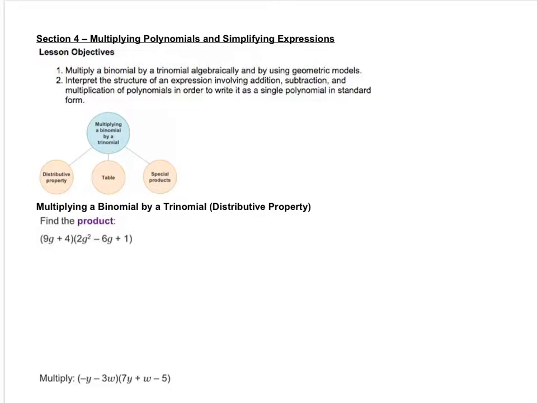This is section 4, a section about multiplying polynomials and simplifying expressions. Today we were doing monomials and binomials, so it wasn't too much, and FOILing using the binomial when you're multiplying two binomials. But we're going to introduce a trinomial, a three-termed polynomial, and how you would multiply those. So it is a little bit of an extension of what we were doing. We're going to do this algebraically and by using geometric models, okay?